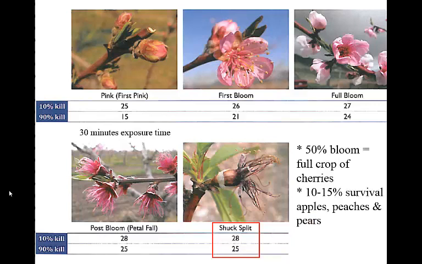So, what can we do? Basically, if we get 10 to 15% of the blooms or buds or the fruit that survive on apples, pears, peaches, we've got a full crop. Anything more than that, we're going to have to thin. If we have about 50% of the bloom on full cherries, I've got a full crop, okay?